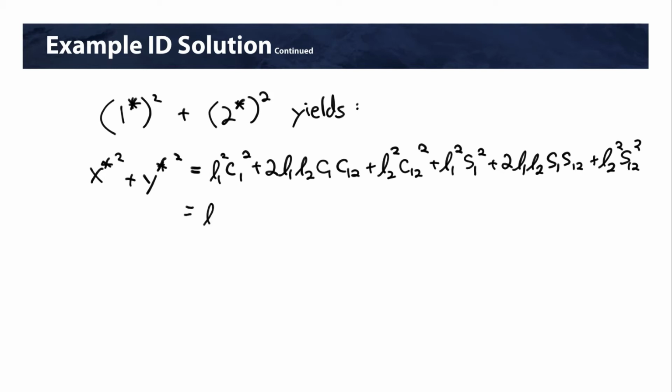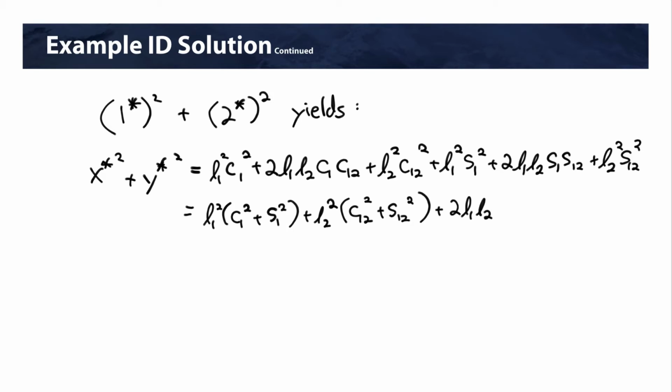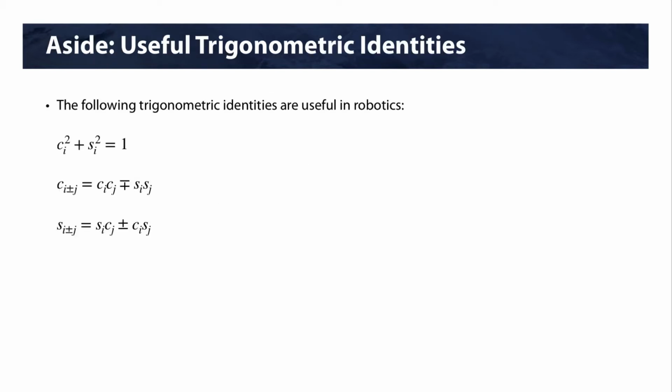So we're going to have L1 squared, which is C1 squared plus S1 squared. We can group the L2 squared terms, which is C12 squared plus S12 squared. And then we can group the 2 L1 L2 terms, which is C1 C12 plus S1 S12. All right, so a little nicer, but we still need to see if we can simplify this further. So let's look at a little aside here. We're going to look at some useful trigonometric identities.